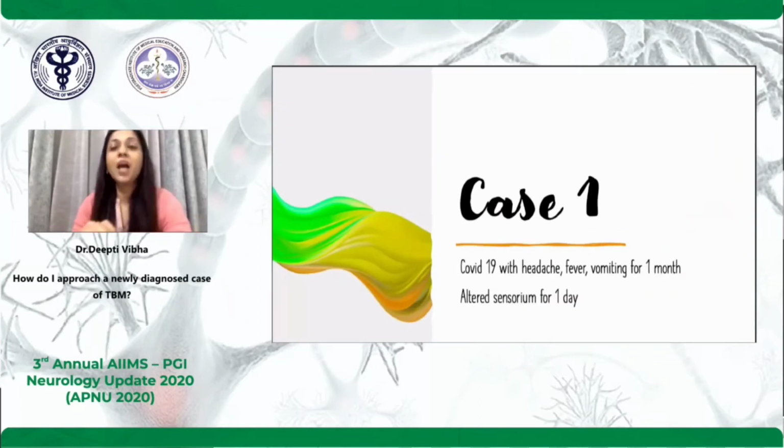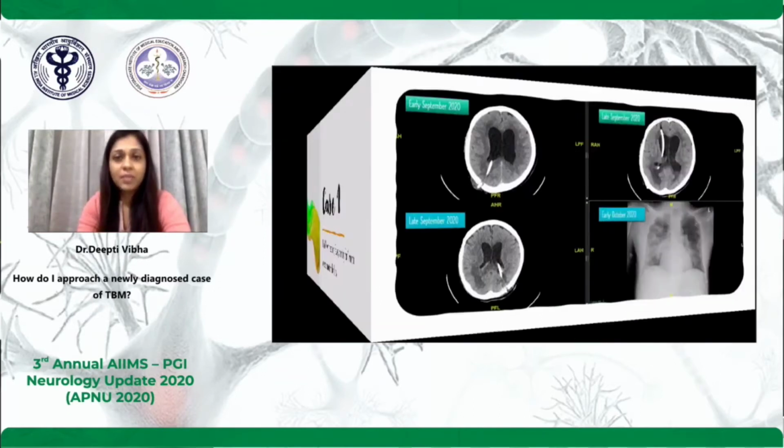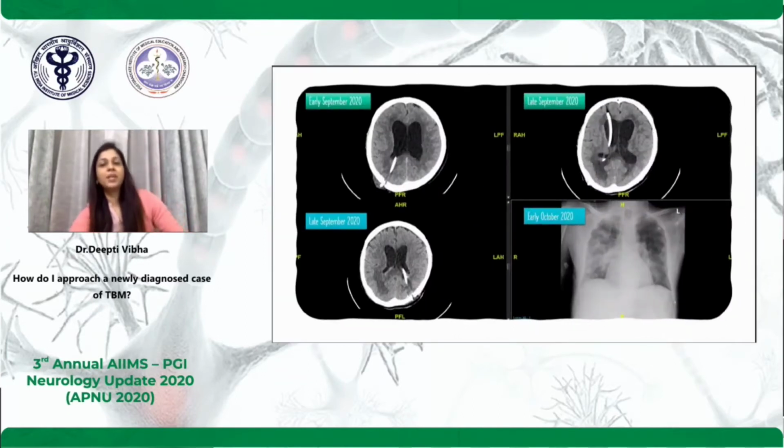Now with that, we come to the COVID case. Yes. So I'll be going to the images first. This is a patient who was COVID positive. I'll get to the details of this case in the next slide. But as you can see, this looks like some hydrocephalus with a VP shunt here, then a VP shunt here, and then somewhere else, and a bad chest X-ray.